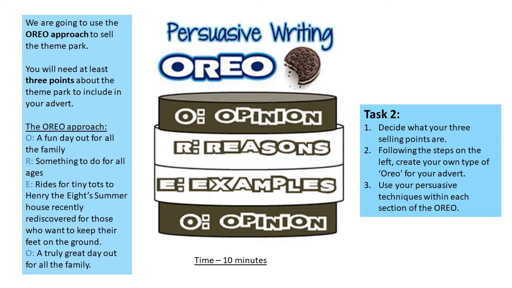So for your next task, I'd like you to decide what your 3 selling points are, and then follow the steps on the left to create your own type of Oreo for your advert. And finally, make sure you're using persuasive techniques within each section of the Oreo. So pause the video for 10 minutes to do this now.